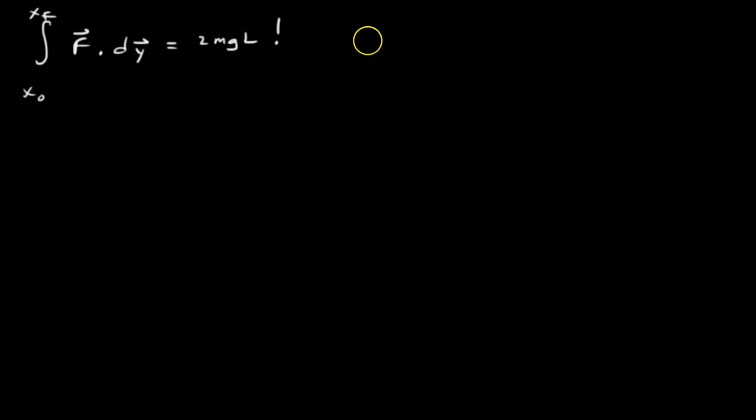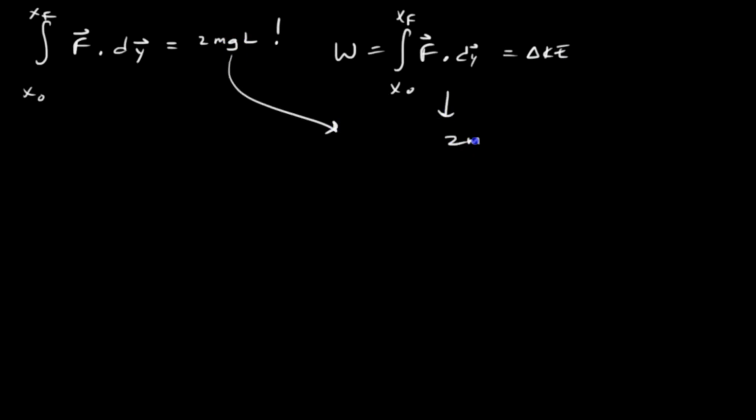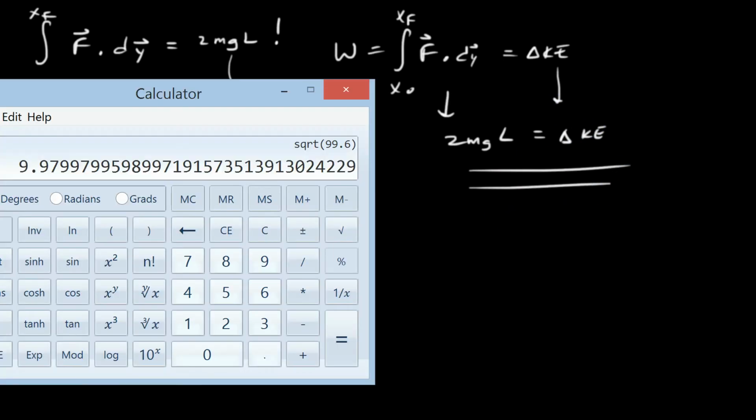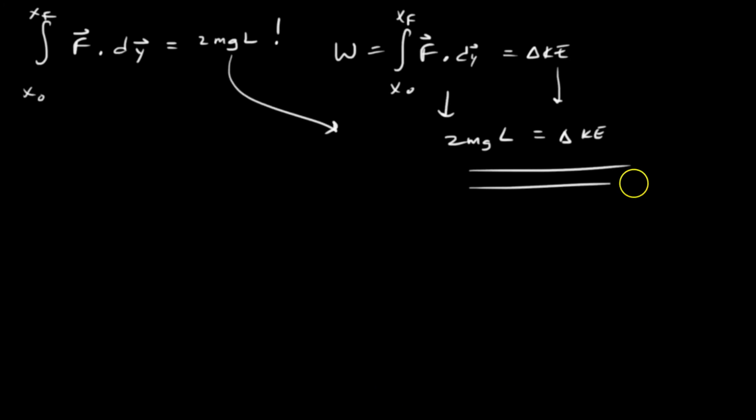Why? Because we said in the beginning that the work is the integral from x0 to xf of f times dy, and we said that work is equal to the change in kinetic energy. So this thing, we just got it, is 2mgl, and this is going to be the change in kinetic energy. So now we plug in our values: 2 times m, which is 0.5, times g, which is 9.8, times L, which is 2. So the change in kinetic energy is 19.6 joules.